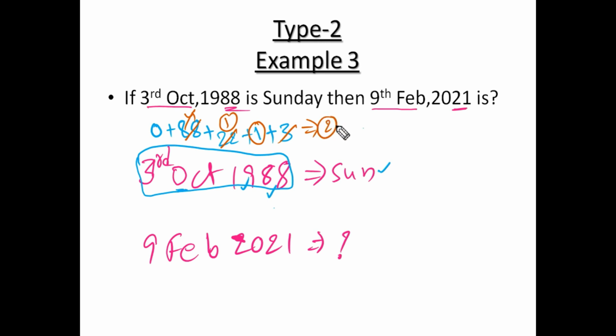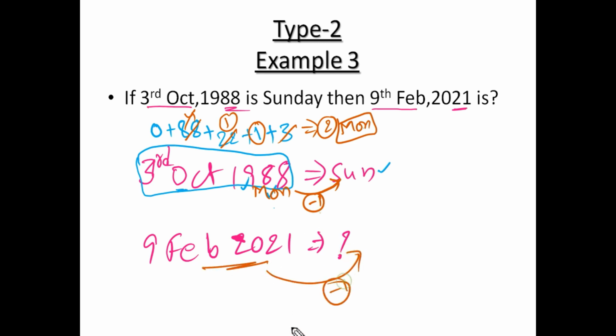based on odd days, day is 0 Saturday, 1 Sunday, 2 Monday. So actually this is Monday. But Monday is written as Sunday. What is the logic here? Minus 1 is the logic. Simply apply the same logic for this one also. We'll get the answer.